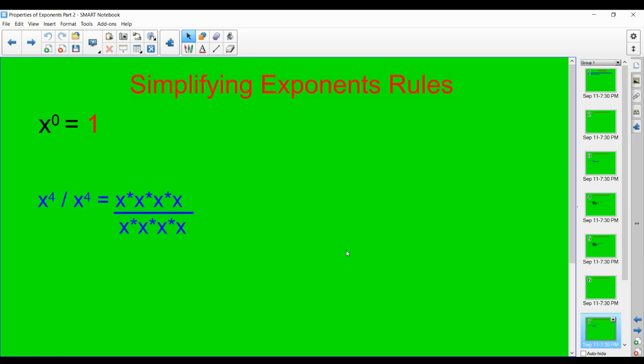So let's take an example, x to the fourth divided by x to the fourth. If I write it out, I can cancel out everything and get 1. And also I can use my rule that 4 minus 4 is 0. So I have x to the 0 power, and if I look at all the cancellations, I'm just left with a factor of 1. So anything to the 0 power is 1.